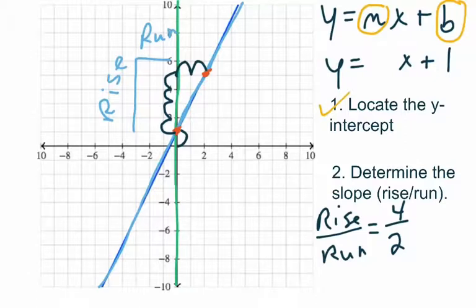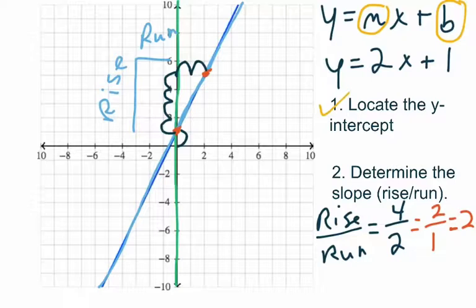You've got to simplify it. Turn it into a whole number in this sense. 4 over 2 simplifies to really 2 over 1, which is the same as 2. So our slope, or our m in this case, is going to be 2. And we get y equals 2x plus 1 as the equation.